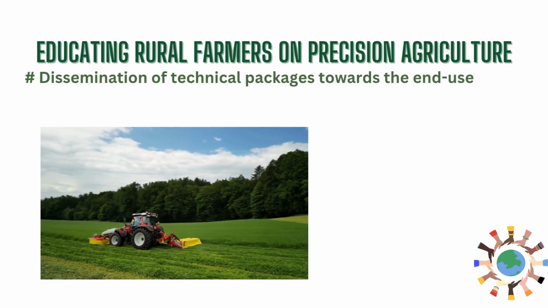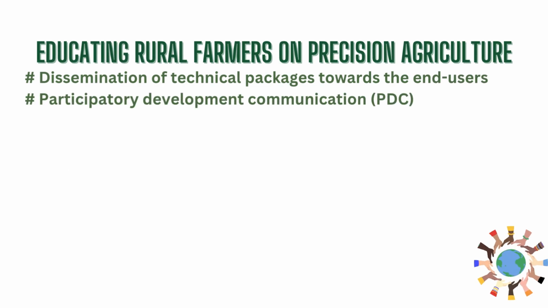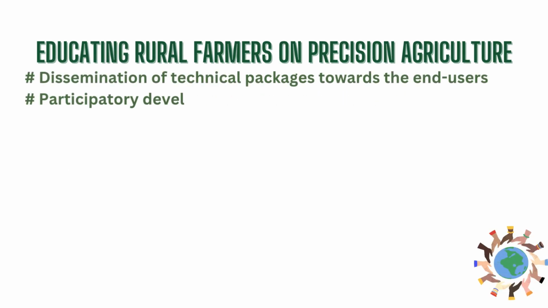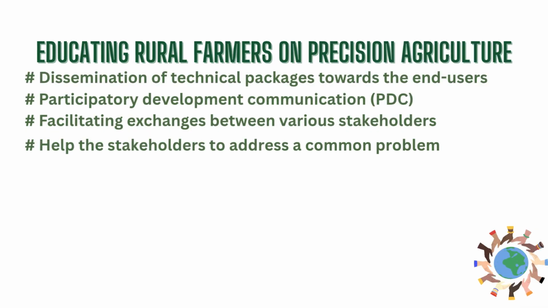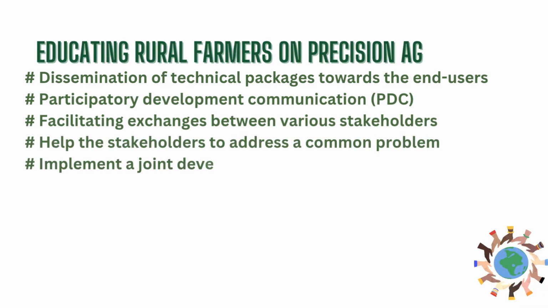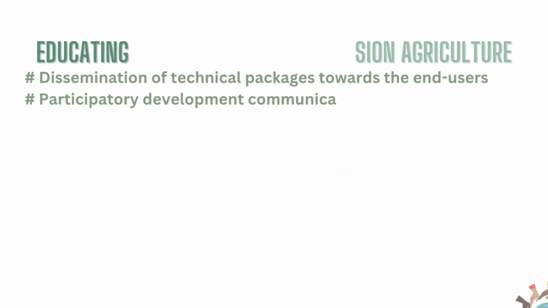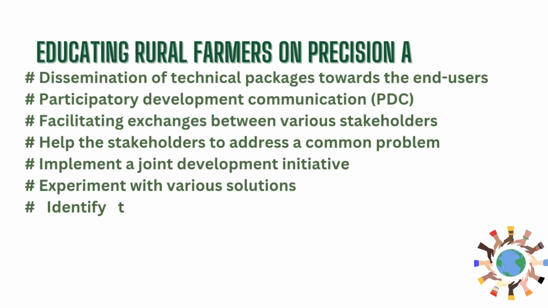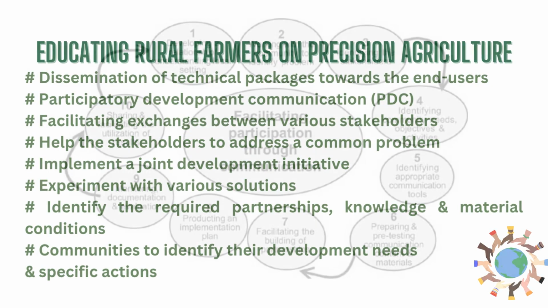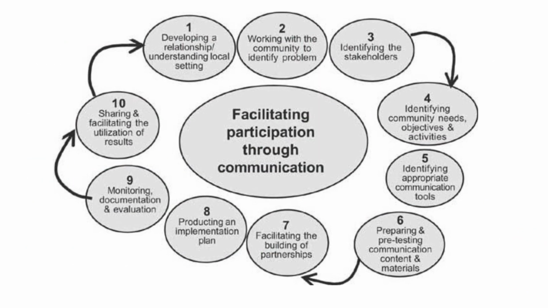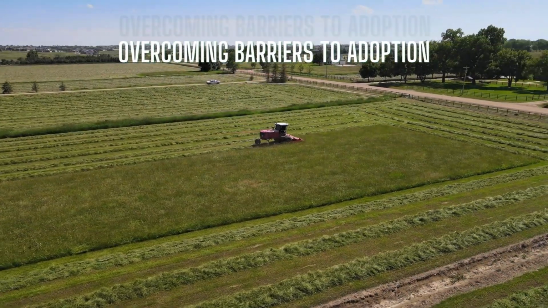Number 1. Dissemination of technical packages towards the end users. 2. Participatory development communication, PDC. 3. Facilitating exchanges between various stakeholders. 4. Help the stakeholders to address a common problem. 5. Implement a joint development initiative. 6. Experiment with various solutions. 7. Identify the required partnerships, knowledge and material conditions. 8. Communities to identify their development needs and specific actions. This image shows how farmers are being facilitated through communication.